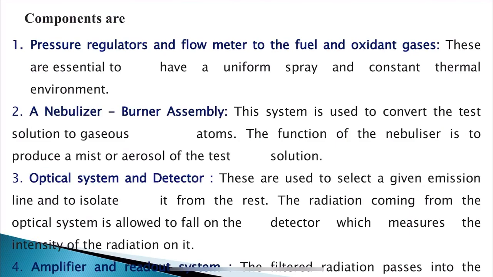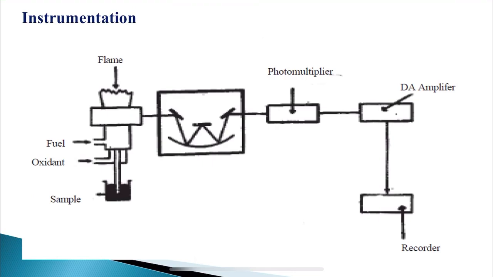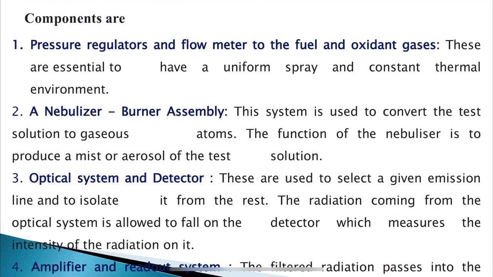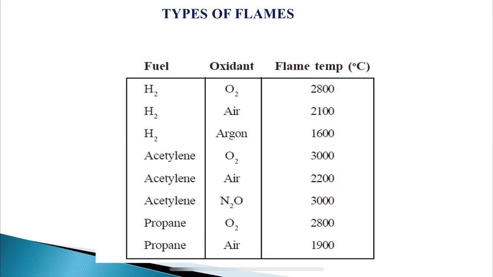This is what I already explained by using this picture, and the same thing has been explained here. The components of flame photometry are pressure regulators, nebulizer and burner assembly, the third one is the optical system, and the fourth one is the amplifier and readout system.